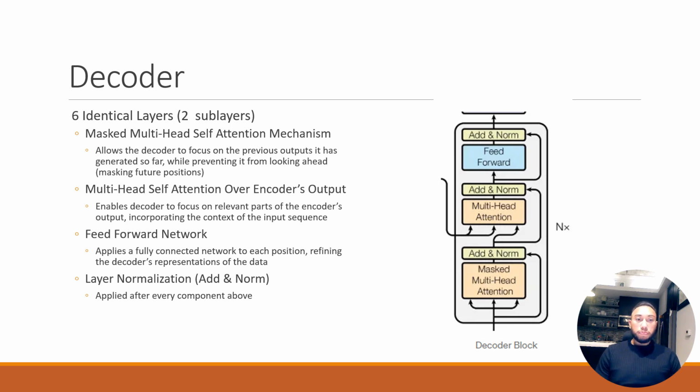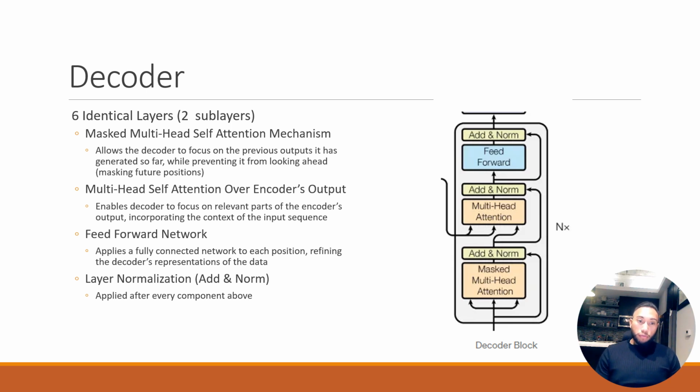You have the masked multi-head self-attention mechanism, and so this allows the decoder to focus on the previous outputs it has generated so far, while preventing it from looking ahead, so hence masking future positions. You have the multi-head self-attention over the encoder's output, and so this enables the decoder to focus on relevant parts of the encoder's output, incorporating the context of the input sequence. So that's just one part, the encoder that is going into the decoder.